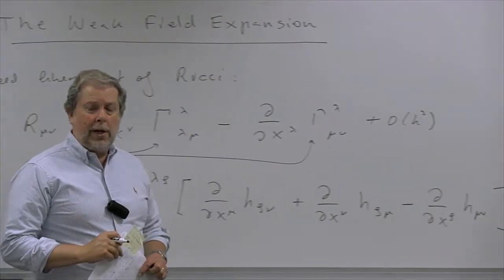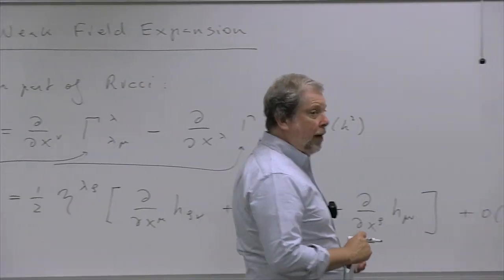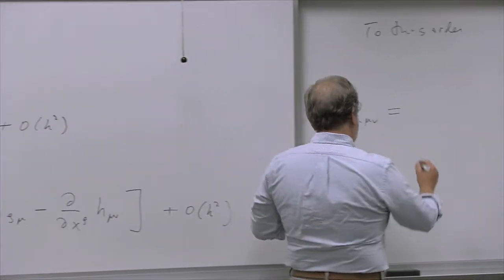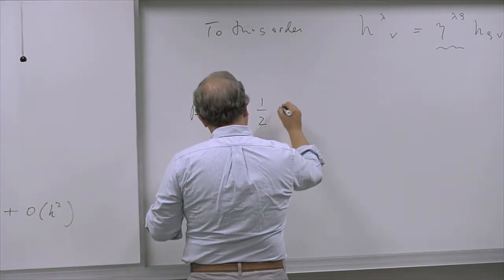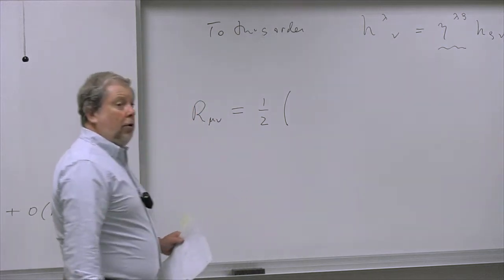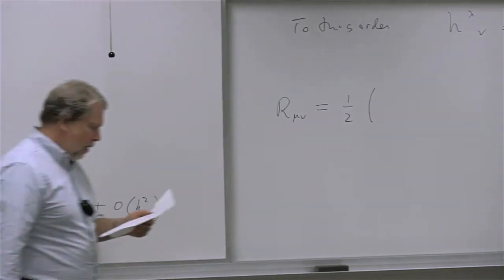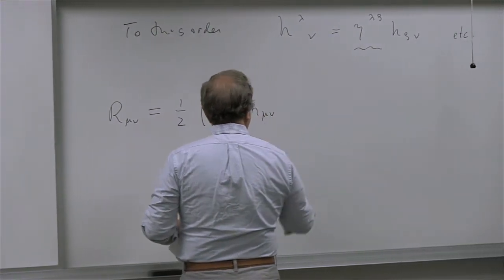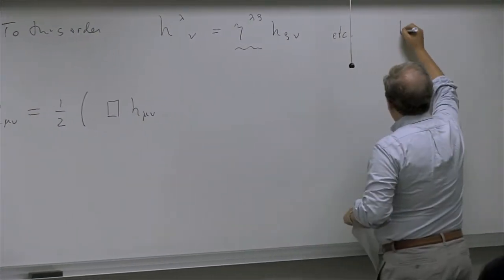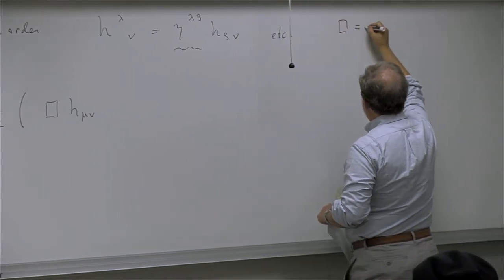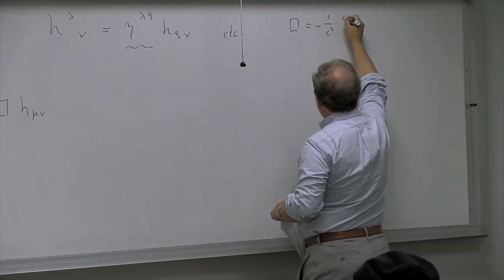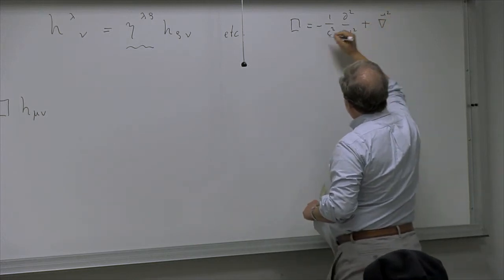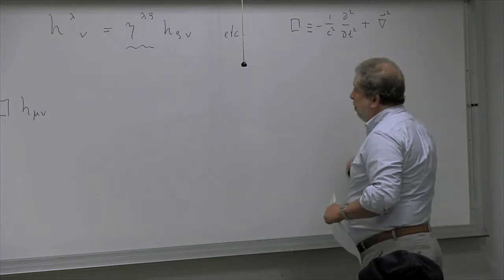So now we put everything together, and we get an expression for the Ricci tensor, which is basically all we need as far as the field equations are concerned. We don't care about the full expression for Riemann. And so the Ricci tensor is going to be 1/2 times, we get 4 terms. The first one is just the box of h mu nu. The box in our case, because of our choice of metric, is minus 1 over c squared d by dt squared plus the gradient squared. Okay, so that's our box.